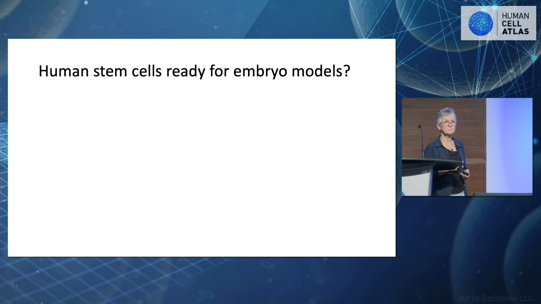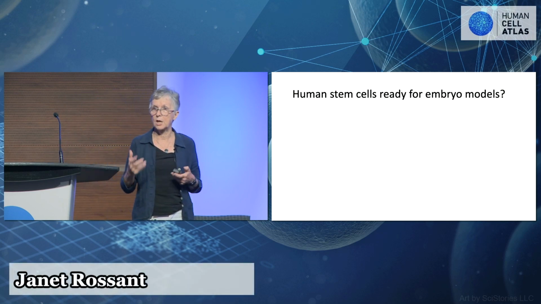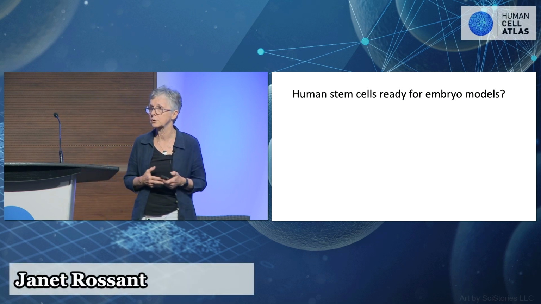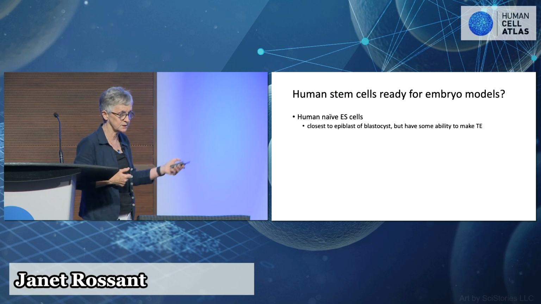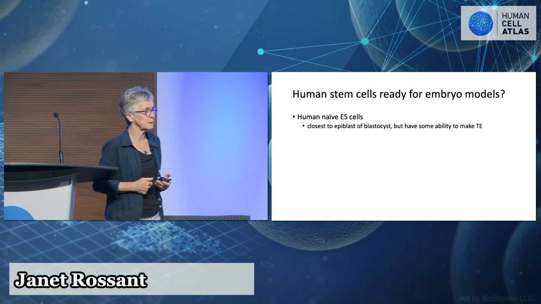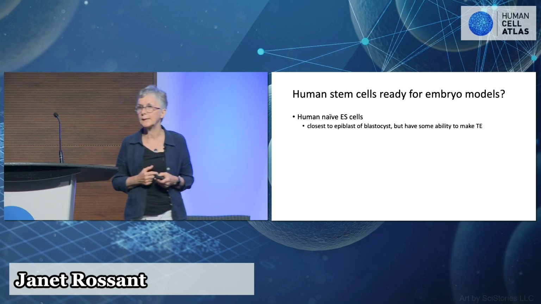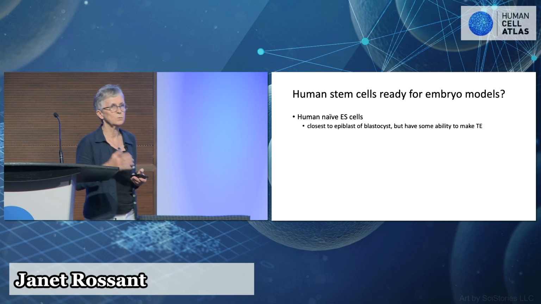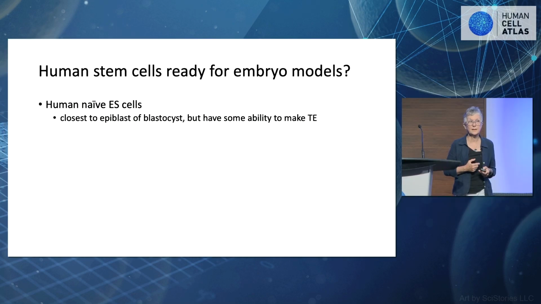Do we have the right stem cells? So in the mouse, the 3 stem cells, ES cells, TS cells, and Zen cells that people have largely used to put together in various combinations to make stem cell models, do we have them in humans? Well, obviously we have ES cells. They've been derived many years ago. Importantly, what are called naive embryonic stem cells, which are more like the early stages of development, actually have some ability to make trophectoderm. They clearly do.